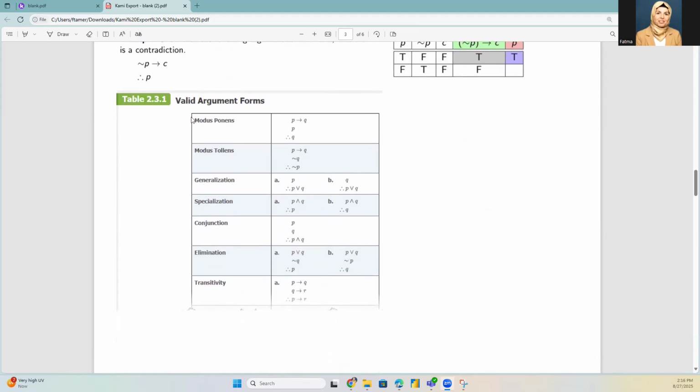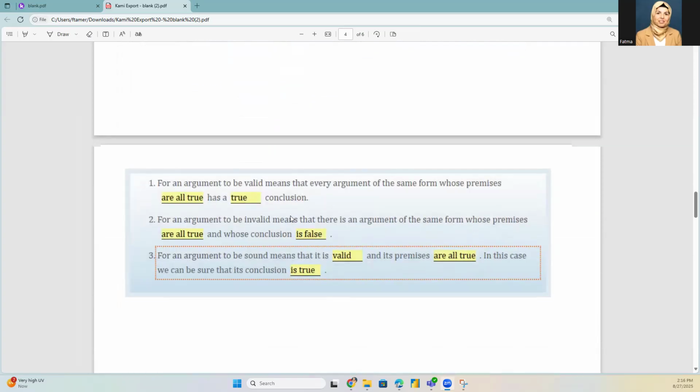When we look at this table, I have a summary of the valid argument forms. The first one is modus ponens, which is if P then Q, P, then Q, and modus tollens is if P then Q, not Q, then not P. And then we have generalization, specialization, conjunction, elimination, and transitivity here. As a reference, we can look at these tables.